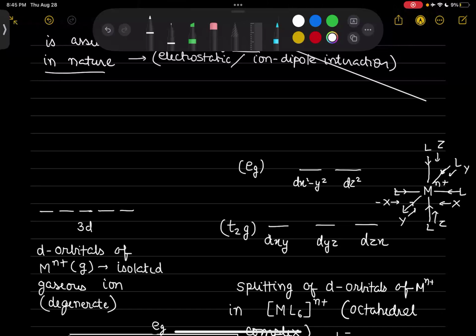So now the orbitals which are directly along the axis will face higher repulsions from the lone pair of the ligands. More repulsion will be faced by the electrons present in the d orbitals which are along the axis. Look here. And if they face more repulsions, their energy is going to be higher because repulsion will cause an increase in energies. Got it?